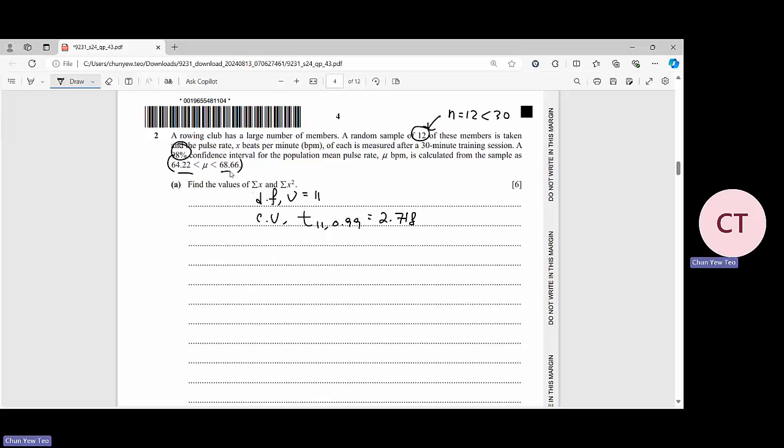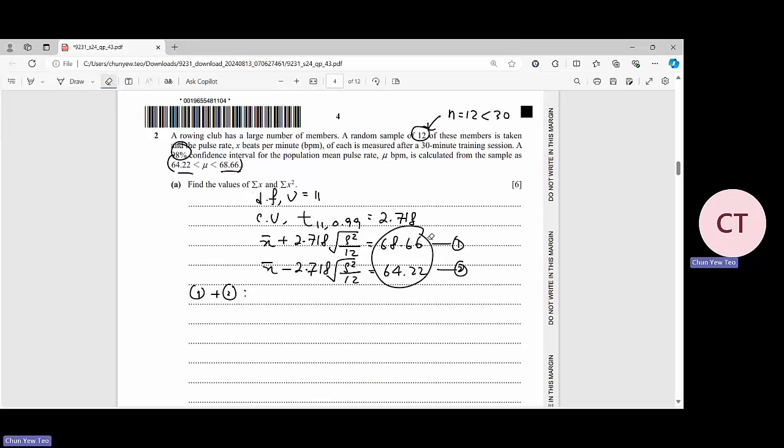Then from the interval, the formula will be: bar x plus 2.718 times the square root of s squared over 12 is equal to 68.66, and the smaller value, bar x minus 2.718 times the square root of s squared divided by 12, is equal to 64.22. This is equation 1, and this is equation 2. Add equation 1 and equation 2 together and divide by 2, and you get bar x equals 66.44. That is your bar x.